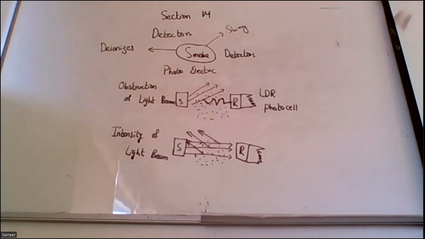So photoelectric principle, it works on two principles. One is the obstruction of light beam and the other one is the intensity of light beam. If I want to just understand the response time, okay, intensity of light beam will have a much quicker response, right? Because in the obstruction of light beam, the light will reflect within the particulates and then it will fall on the receiver, right? But in intensity of light beam, what will happen? The light will suddenly reflect away from the receiver. So this is the photoelectric principle of the smoke detectors.